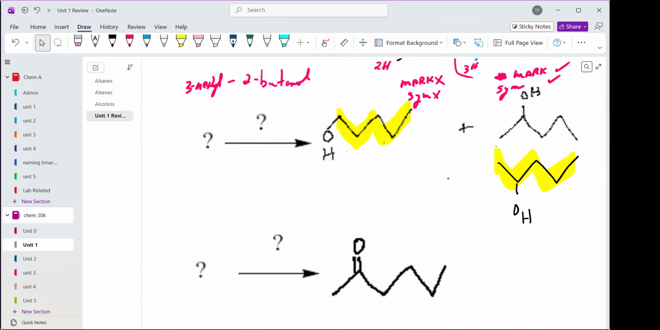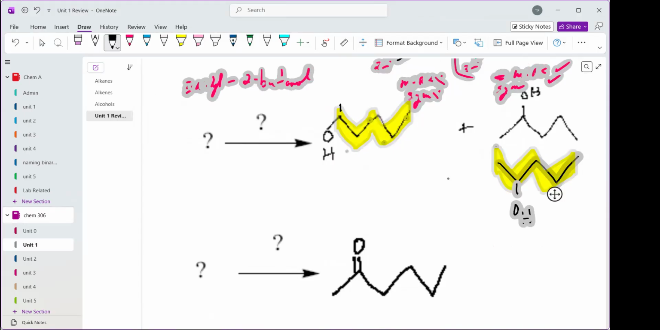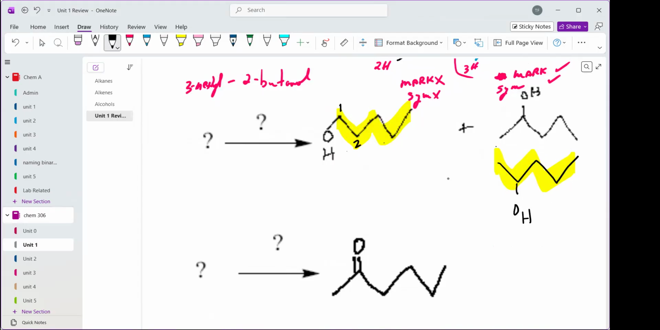Yes, I was irritated. Okay, so we have carbon number 1, 2, 1, 2. So if we had a double bond on carbon number 1 and 2, we'd end up making these two alcohols. So it's 5 carbons long. So we're going to start with a 5-carbon alkene.